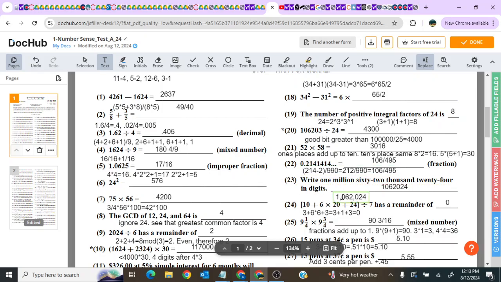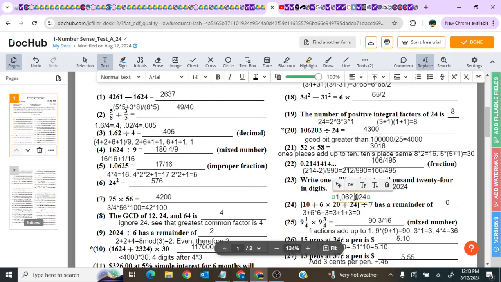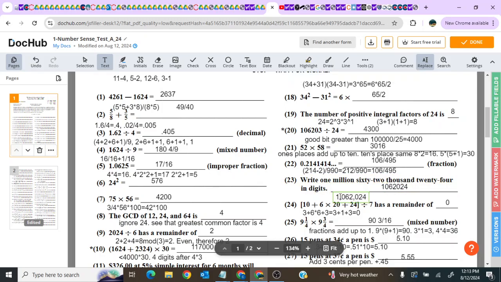23, write 1,062,024 in digits. Well, 1,062,024. Just make sure you put the appropriate number of zeros. You can start right to left if you want, or you can do left to right. Doesn't matter. Should be able to do that.